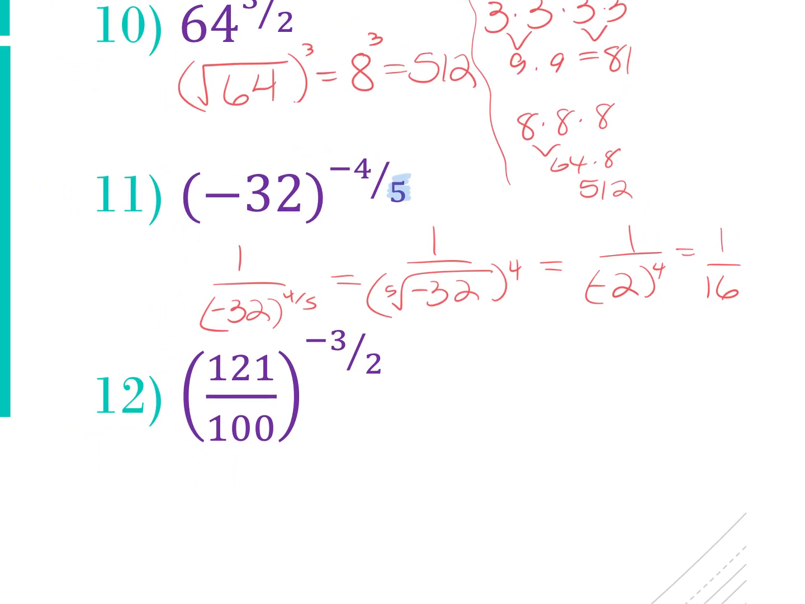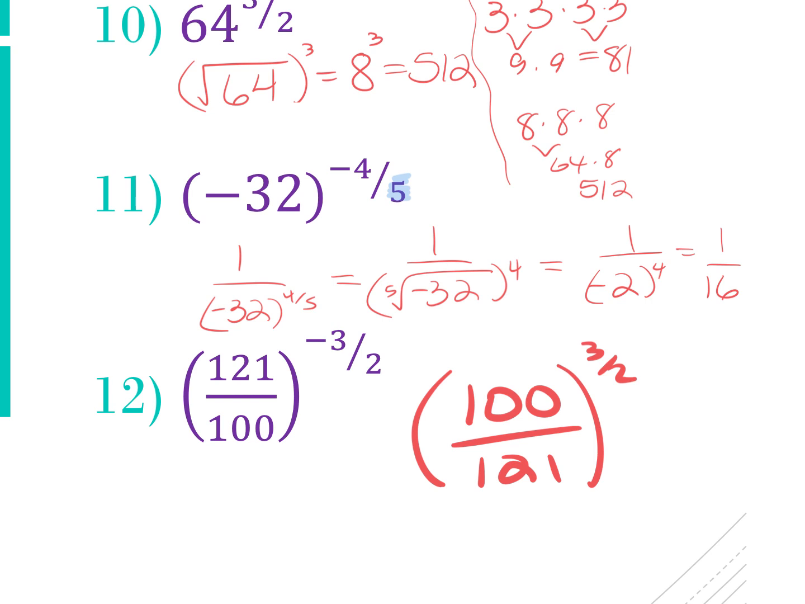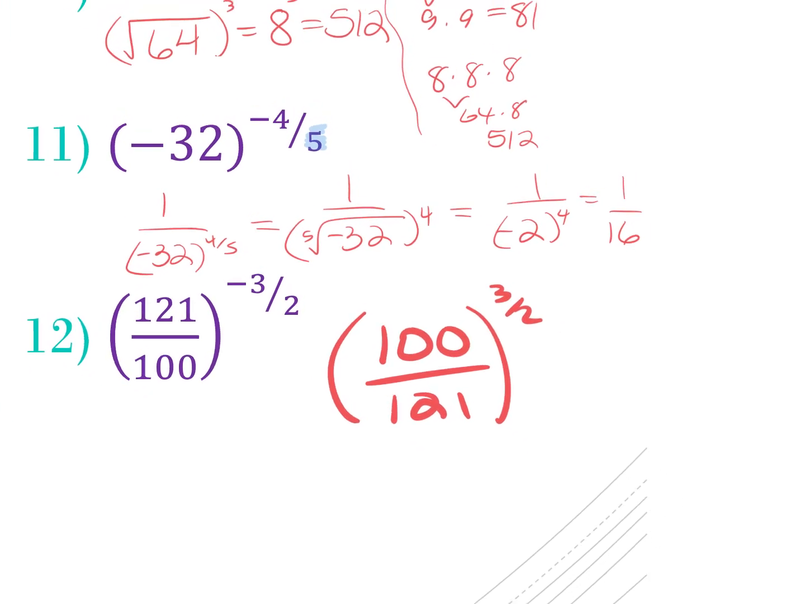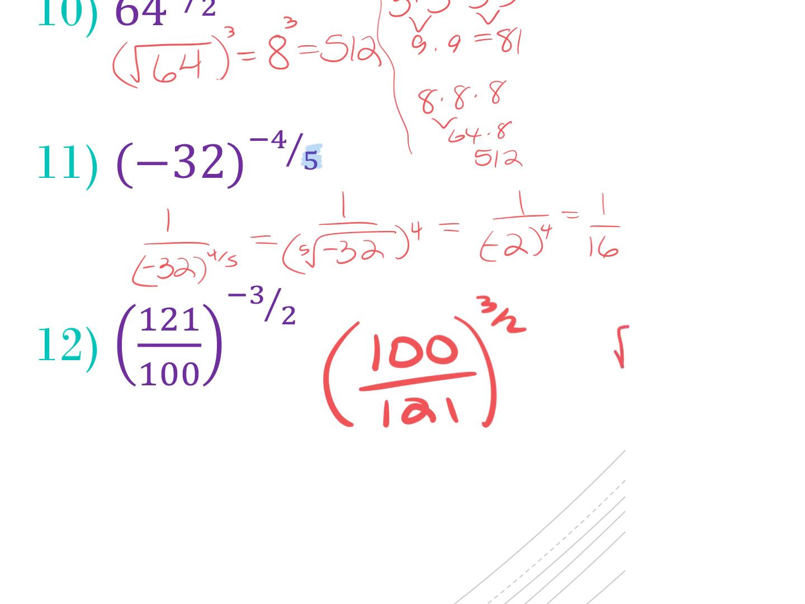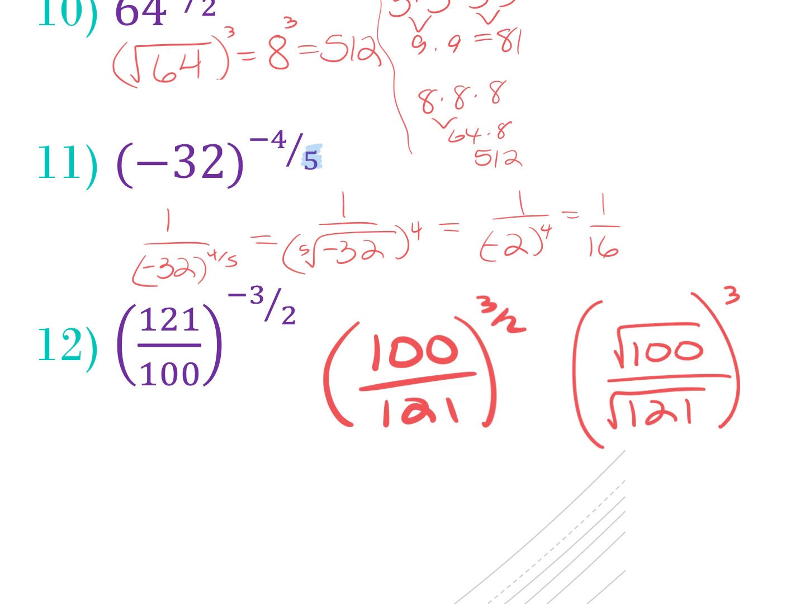Remember, when you have a fraction raised to a negative exponent, let's flip it to the reciprocal. So I'm going to make this 100 over 121. And then now I can apply that rational exponent. Now, if it's easier for you to think of, I'm going to just square root the numerator separately from the denominator, find those roots individually, and then I'm going to cube my answer.